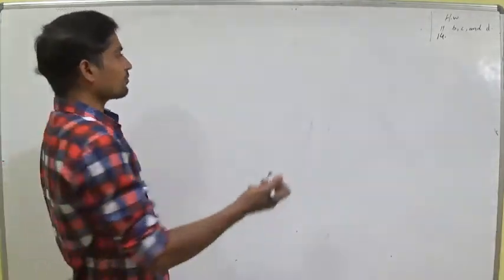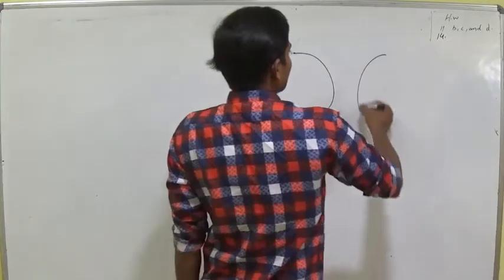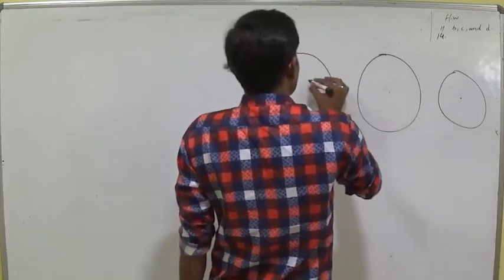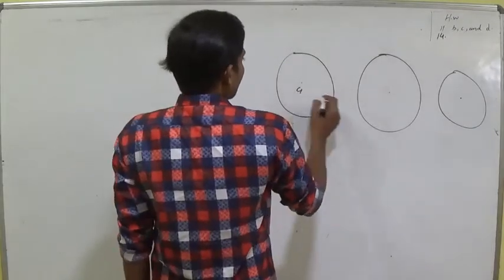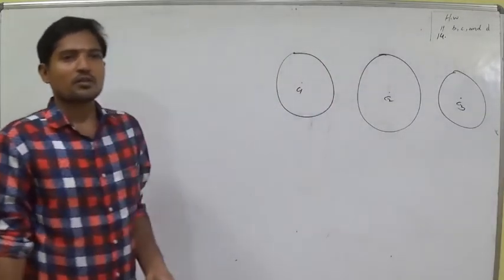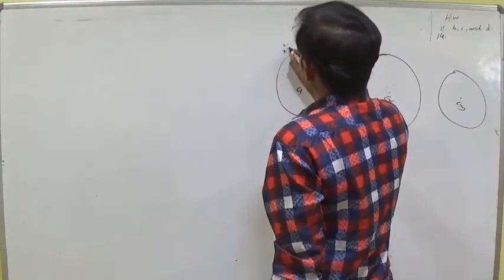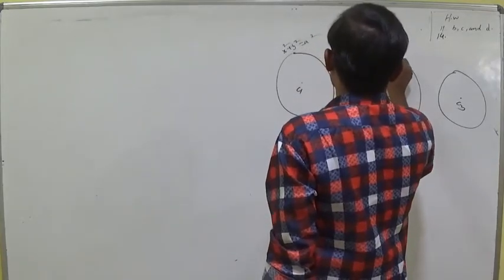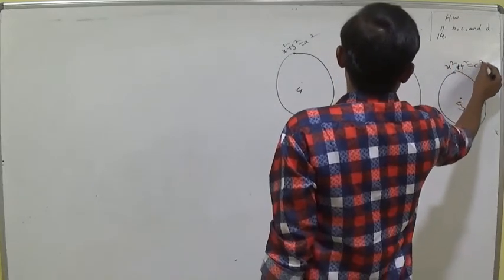Try to understand here. Circle 1, circle 2 and circle 3. Suppose C1, C2 and C3 are the centers of the circles. The equations of the circles are: the first one is x² + y² = a², the second one is x² + y² = b², and the third one is x² + y² = c².